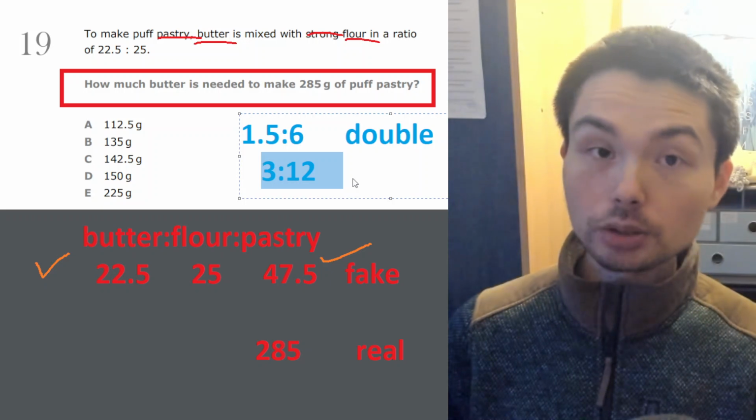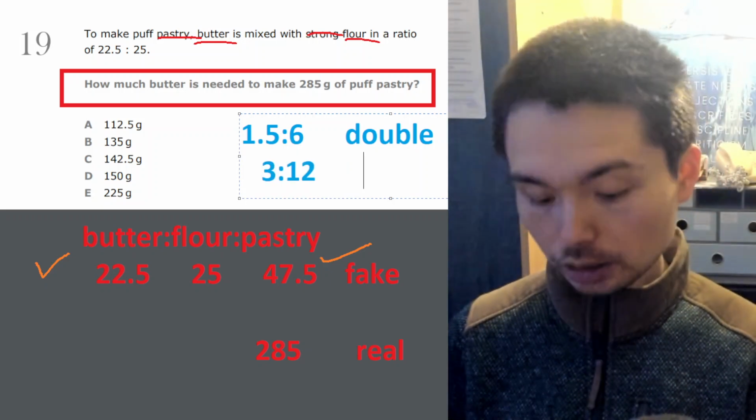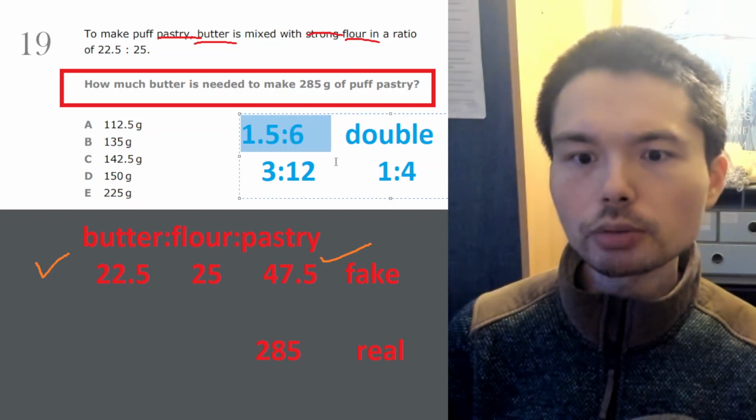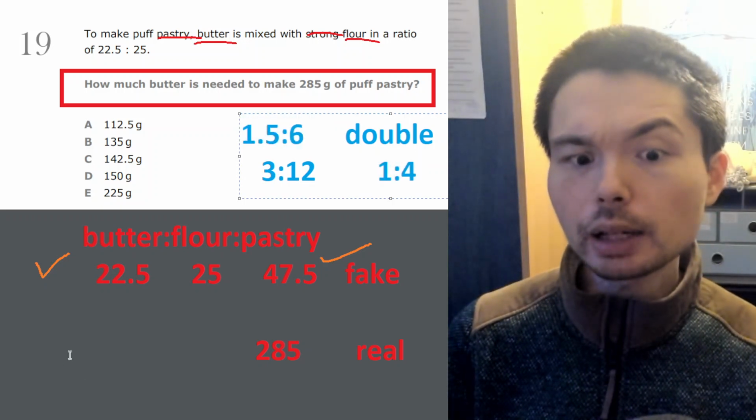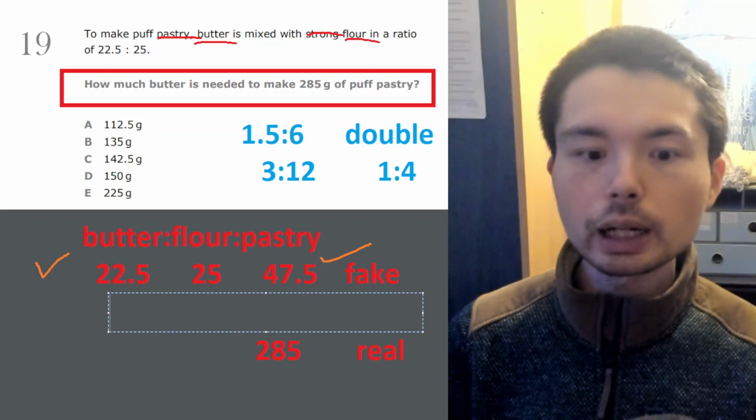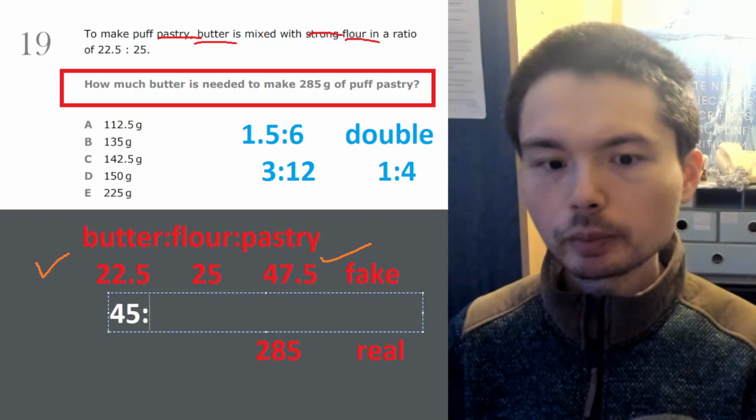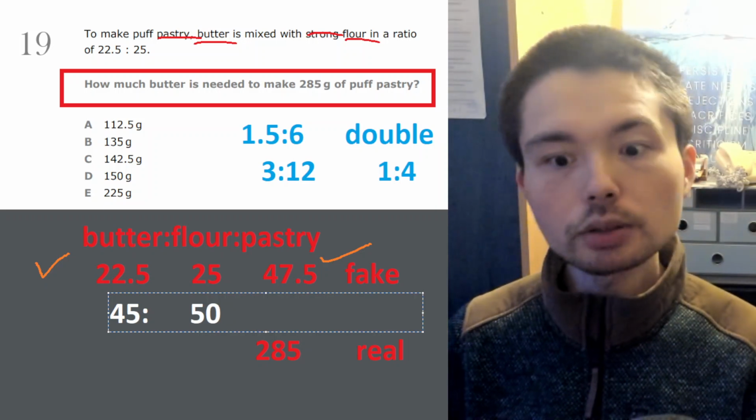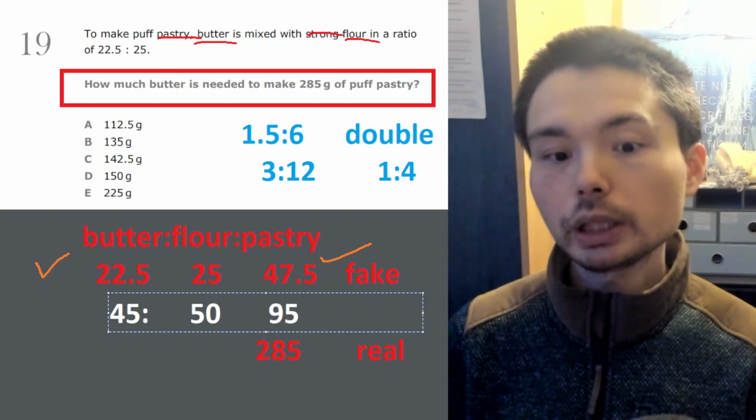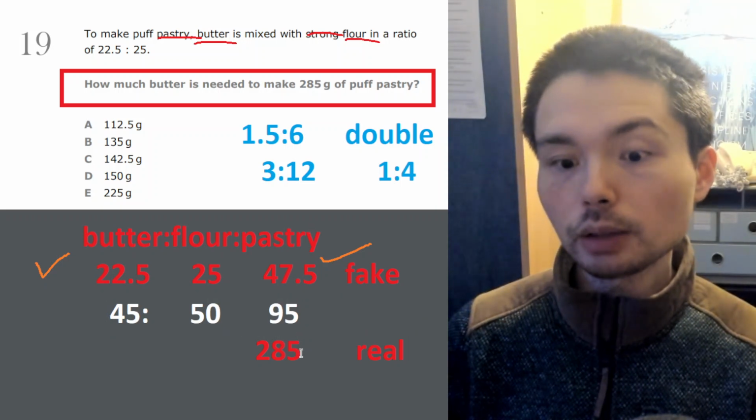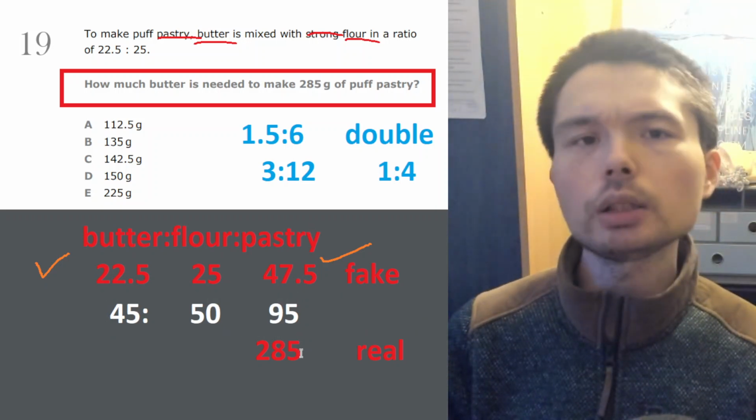And then here, 3 to 12, they're both in the 3 times table. So this can be 1 to 4. So really, every time there's a decimal in a ratio, just double it or times by 10. Here, I'm going to do that. Because it ends in 0.5, it works out. So this will be 45 to 50. And this is 95. We're already so close, you see. We are so close. And now what's 95 to 285 times by what?